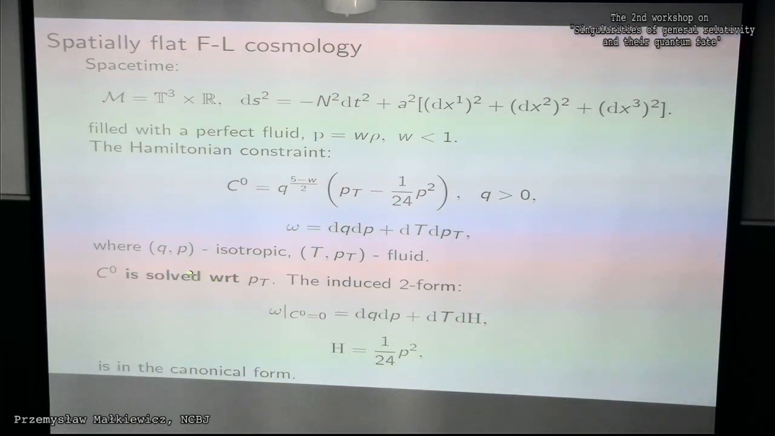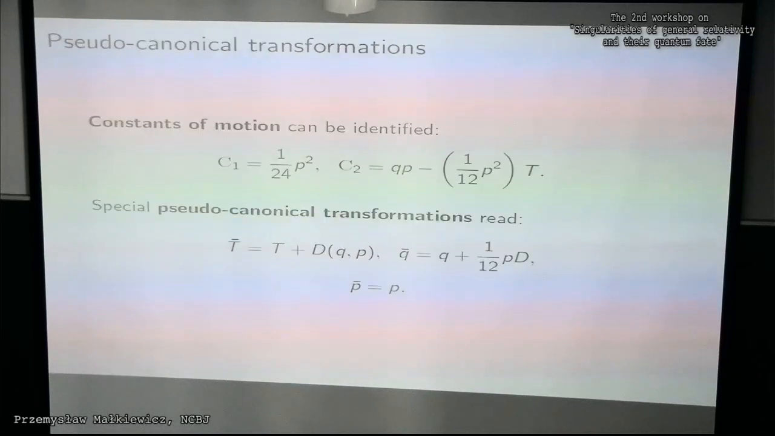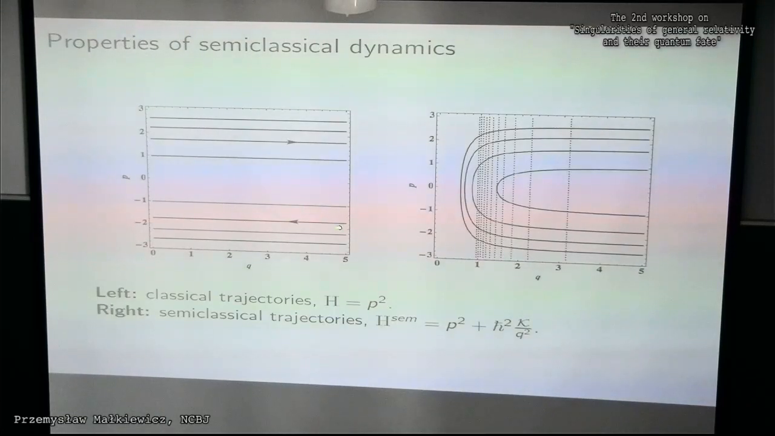So then what you do, you solve the constraint. You induce this form on the constraint surface just by substituting PT with this H. So this is the contact manifold. So this should be minus. So we will describe the dynamics in minus T instead of T. So you have a reduced phase space formulation. You can identify the constants of motion, the Dirac observables. You can consider some pseudo-canonical transformations of this type. Now, this is the classical dynamics of the model.